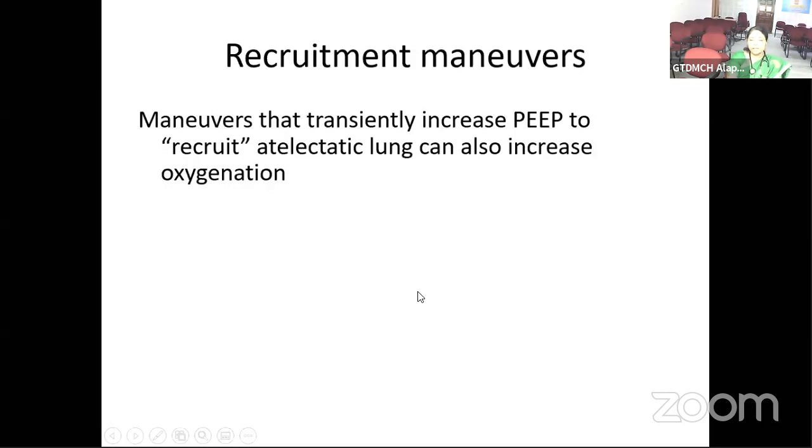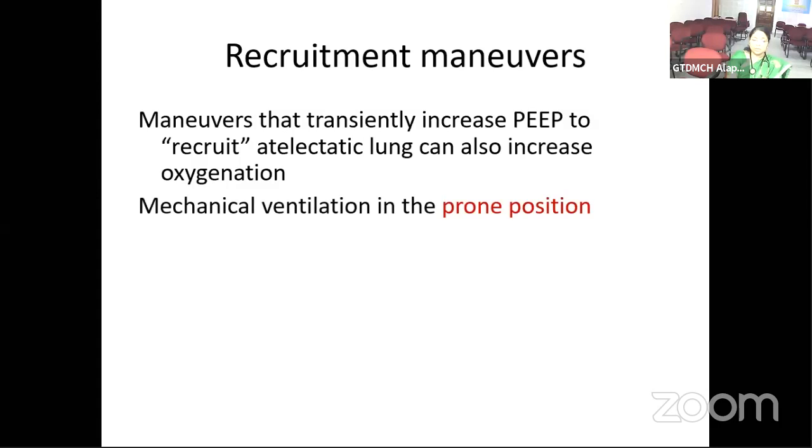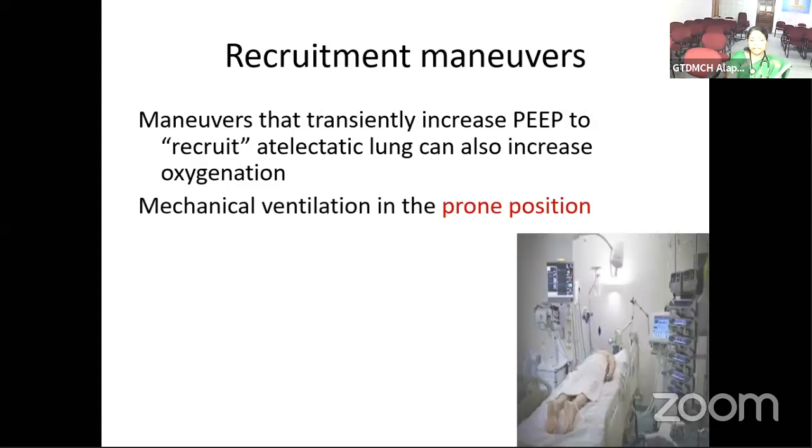Then you should know the recruitment maneuvers. The recruitment maneuvers will recruit the atelectatic lung, and you can increase the oxygenation. So one thing is prone ventilation. It is very much discussed nowadays in ARDS, that is prone ventilation.